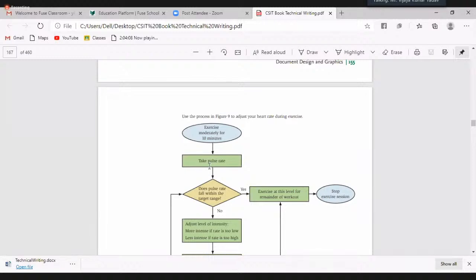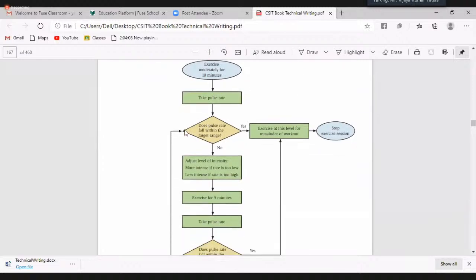Then what do you do? Take pulse rate, isn't it? After you have taken the pulse rate, here you have to make a decision. Now, what is given here? Does pulse rate fall within the target range? If yes, then follow this process; if no, then follow this process. That is given here, isn't it?